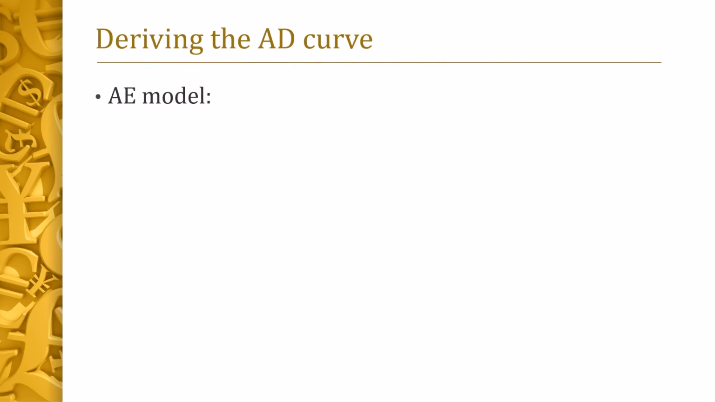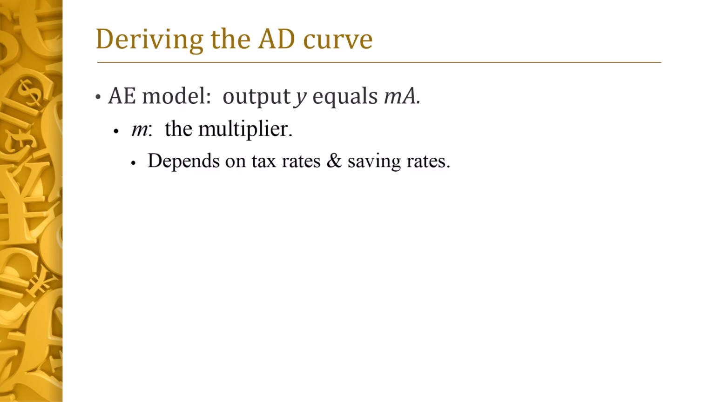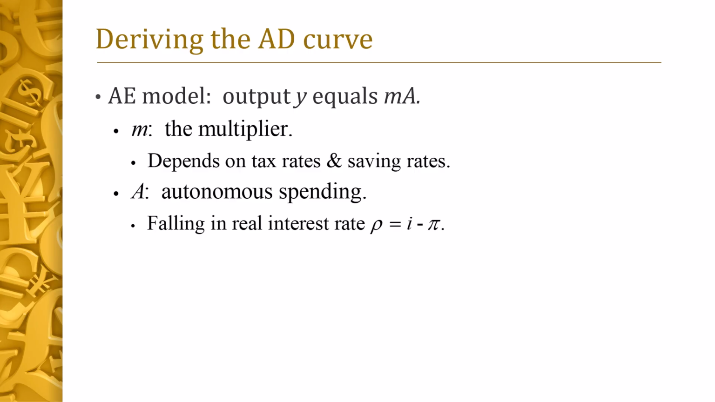More precisely, the AD curve is derived from the AE model that was mentioned at the beginning of this video. That model states that output y equals the product of two terms, m and A. The first term, m, is the multiplier. The multiplier is a function of tax rates and savings rates. The second term, A, is autonomous spending. Autonomous spending is falling in the real interest rate rho, which equals the nominal interest rate I minus the inflation rate pi.